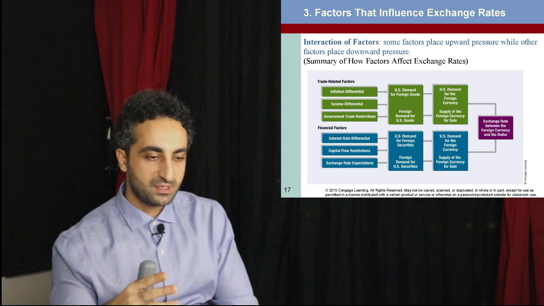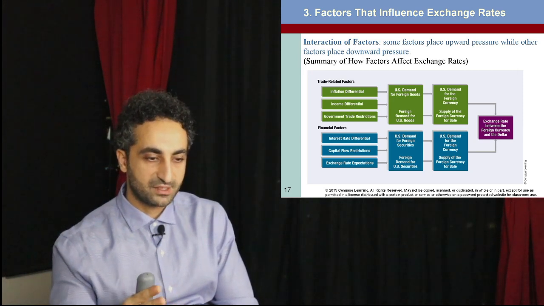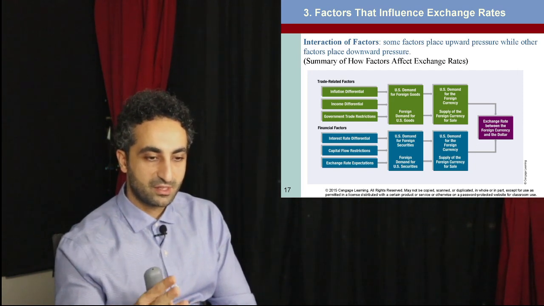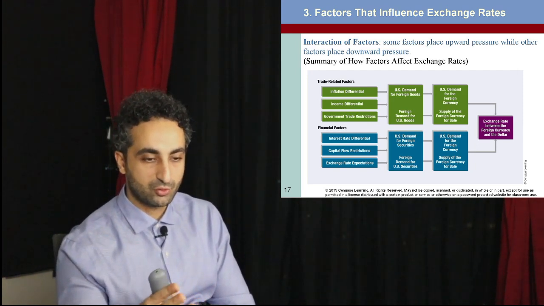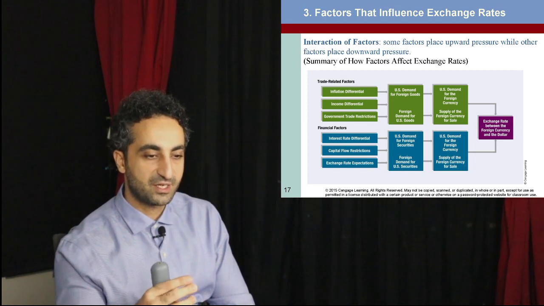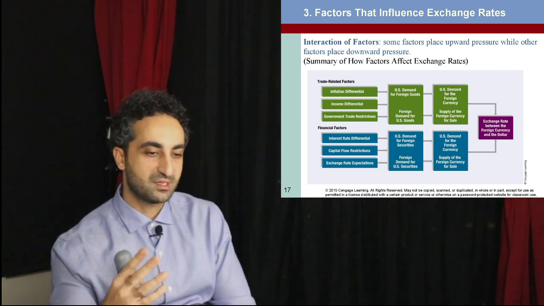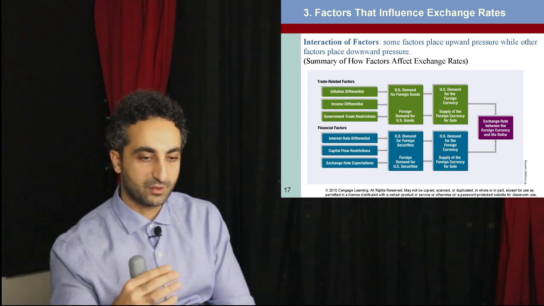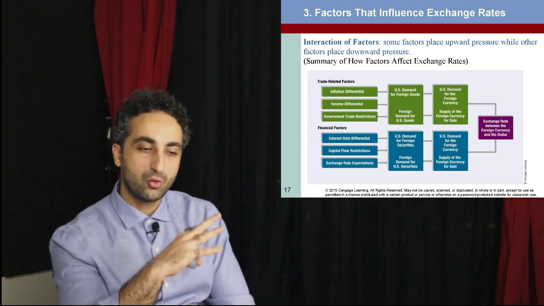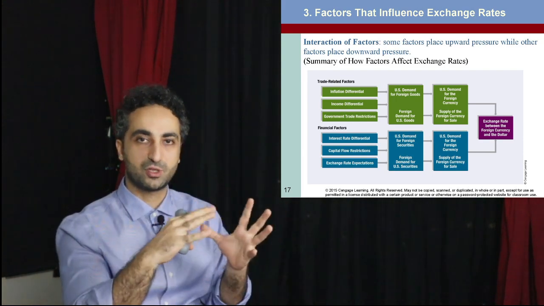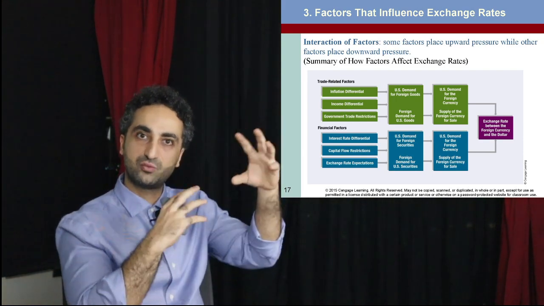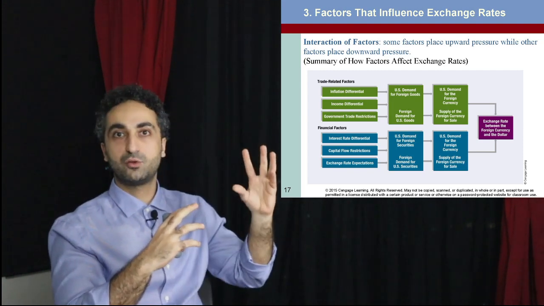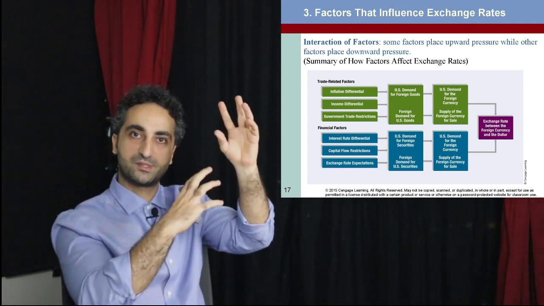So you can see here in this graph we see trade related factors, we see financial factors. They're all contributing to US demand, for example, inflation differential, US demand for foreign goods, and then leading to US demand for the foreign currency. So you follow the chart, each will play a different role. Some are playing a positive role, upward pressure, some the opposite, downward.